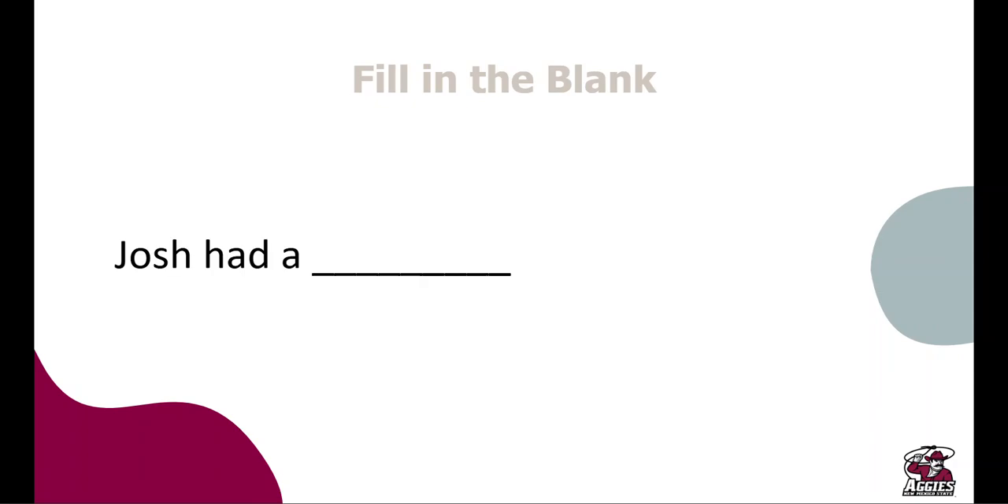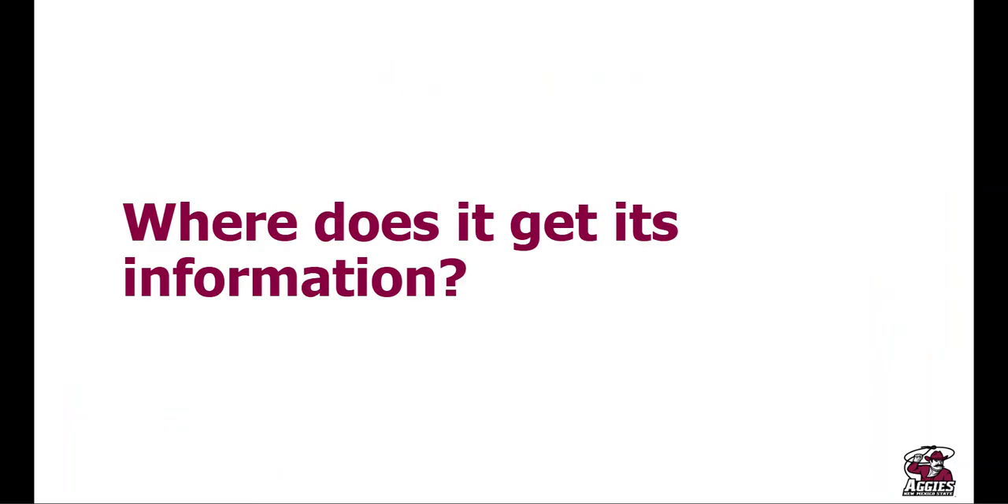But what if it was something like this? Josh had a blank. In this case, we probably all think of different things. There's not as much of a pattern here. But even though there's not as much of a pattern, the AI doesn't know that. It continues completing a pattern, even though there's no real cultural pattern necessarily to this. Okay? So the question is, where does it get these patterns? Where does it get its information? And how come it's right so much of the time?